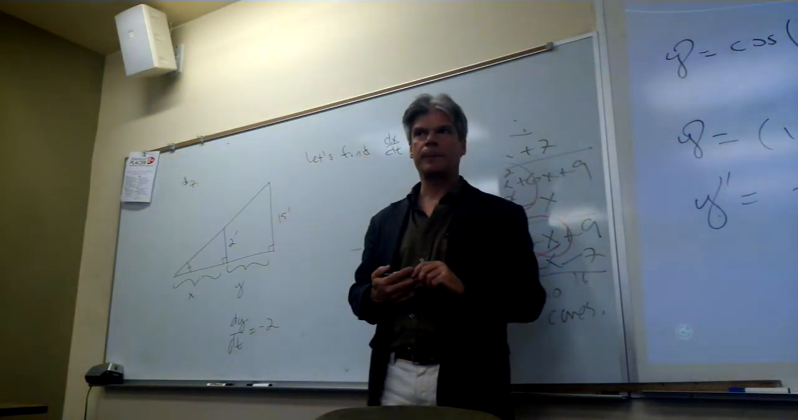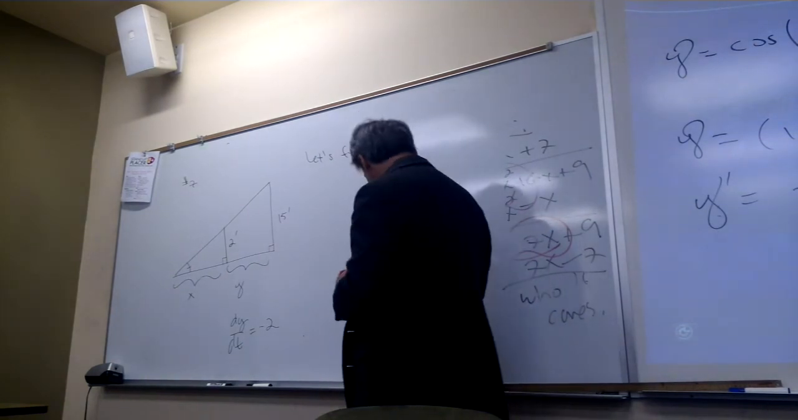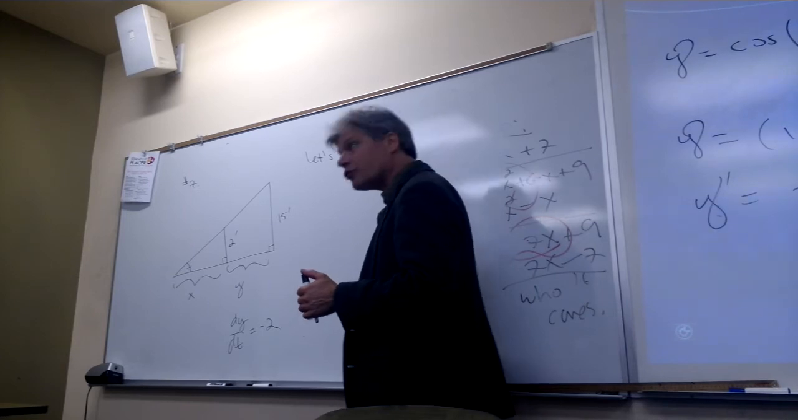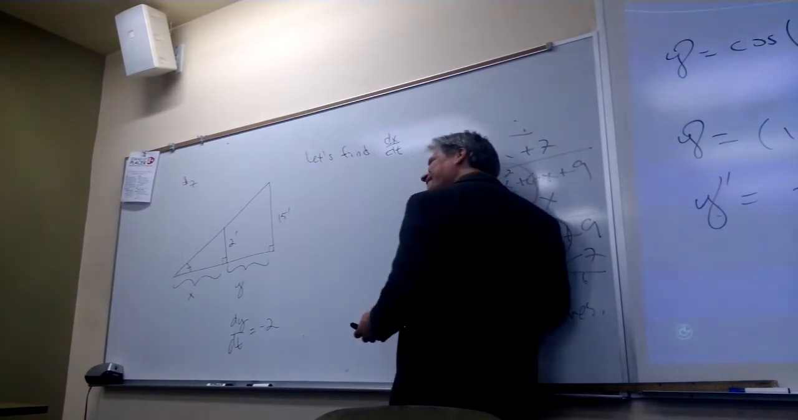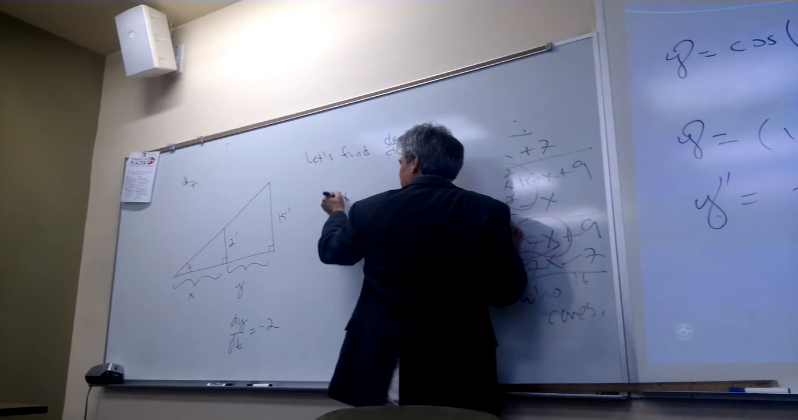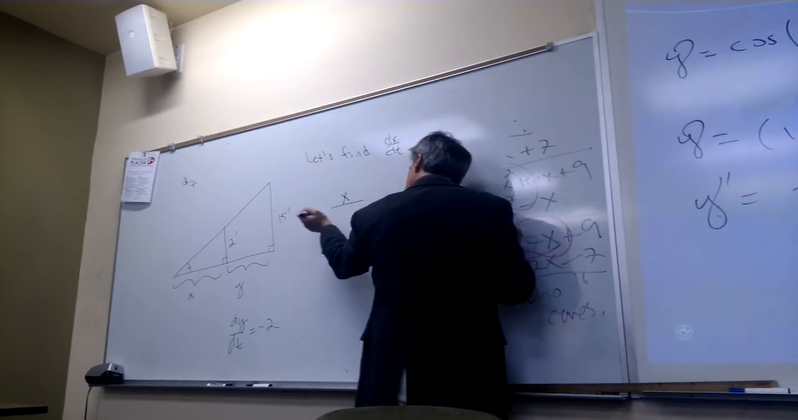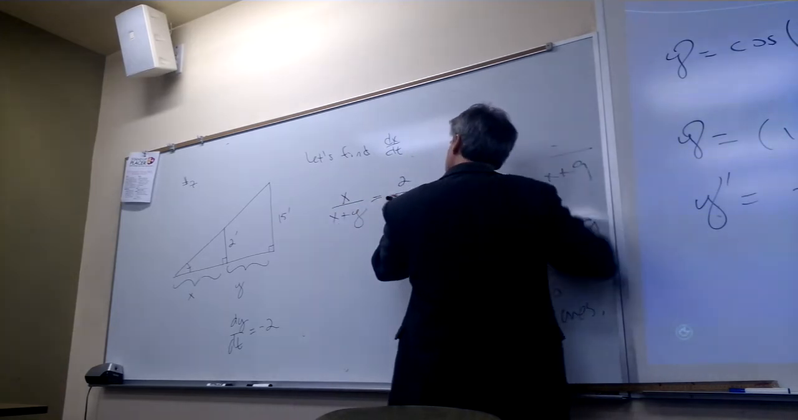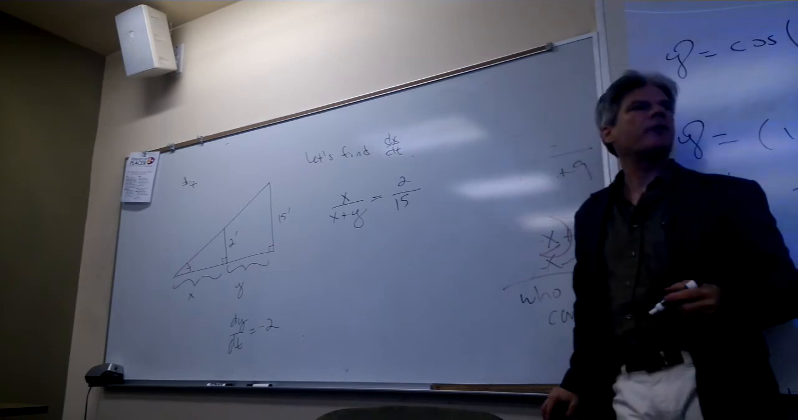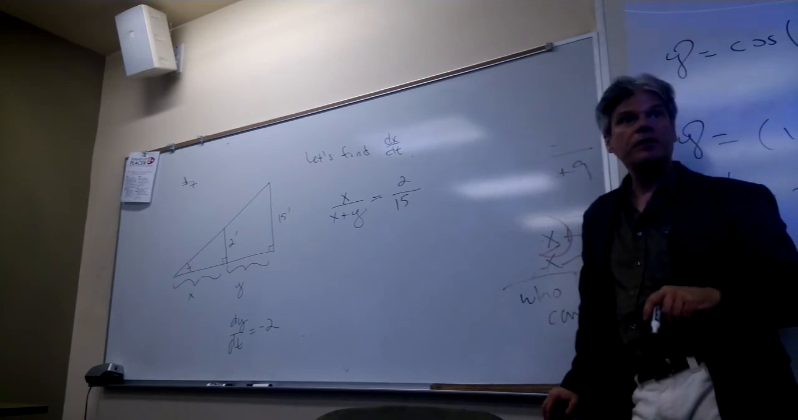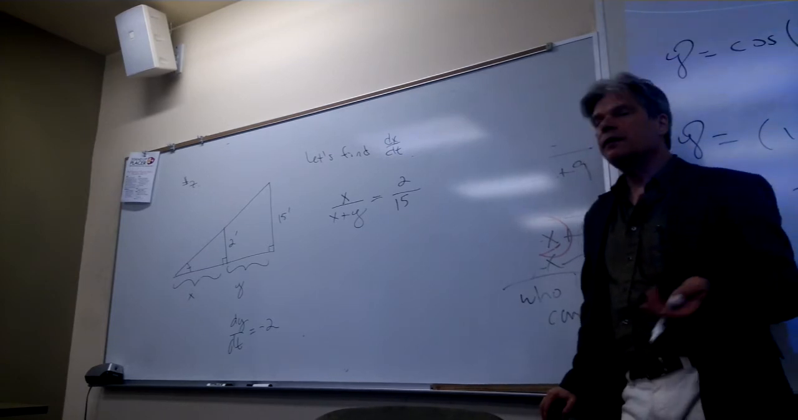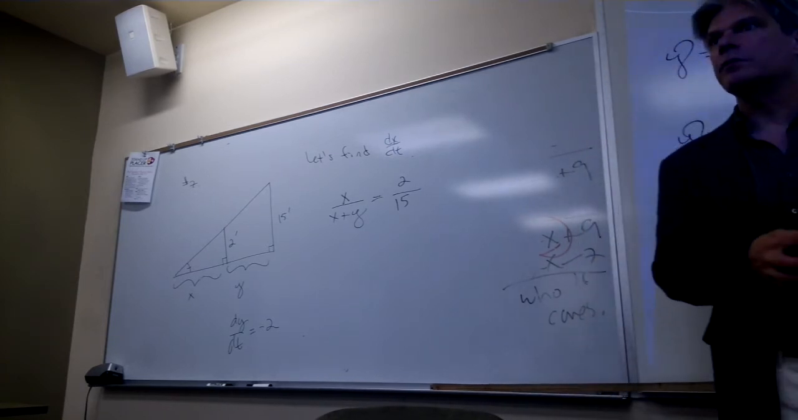High school geometry. And if those two triangles are similar, it means the sides are proportional. And so I think the ratio of the horizontal leg of the small triangle to the horizontal leg of the large, x plus y, is going to be the same as the ratio of the vertical leg of the small to the vertical leg of the large. And look at that beautiful equation. This is one equation with two unknowns, and I can relate them. Actually, let's now differentiate.